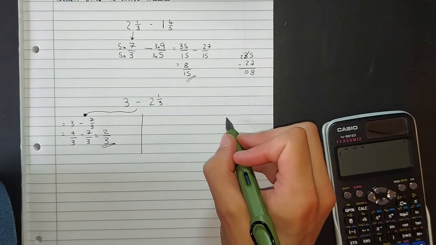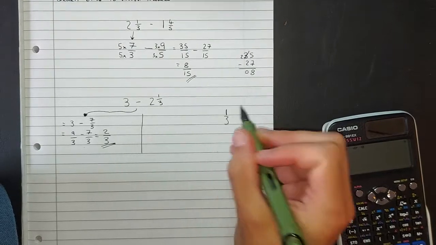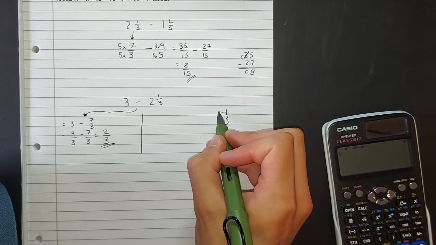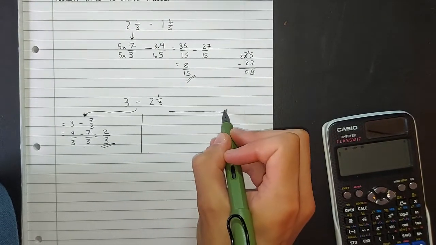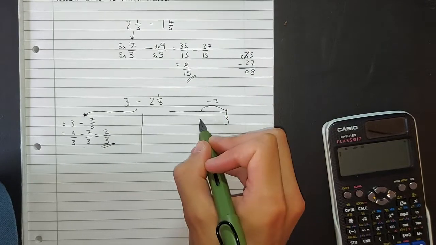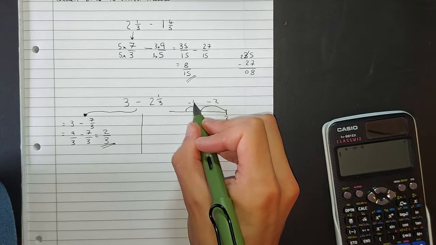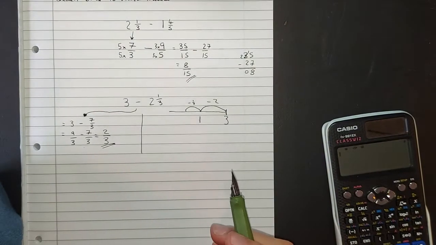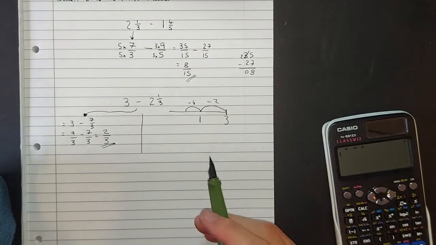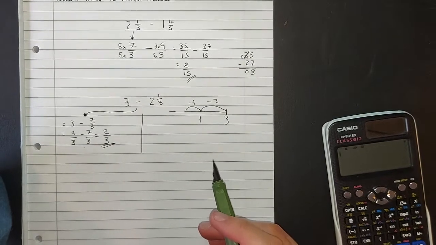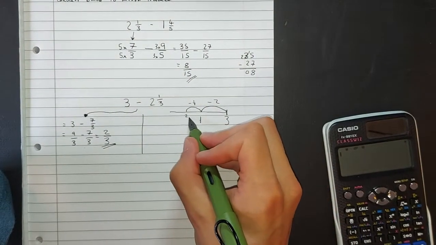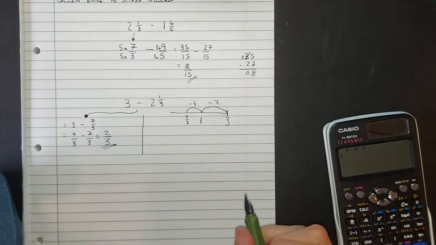So we're going to start off with 3. I'm going to take away 2 to get 1. Now I need to take away a third. Okay, so long as you know that 1 has to add up to be 3 over 3, it's going to be 2 over 3. We could get to it that way.